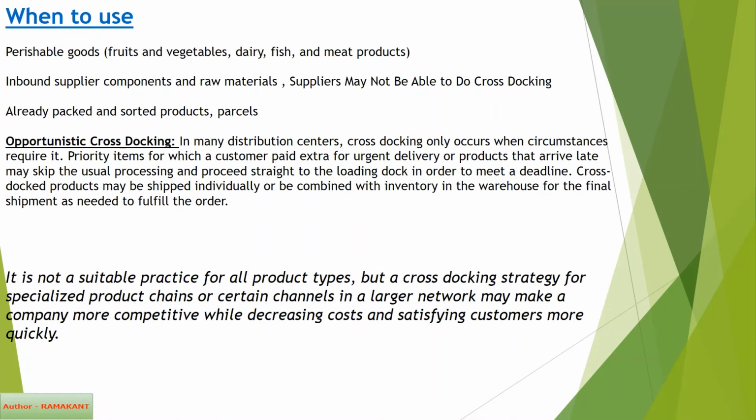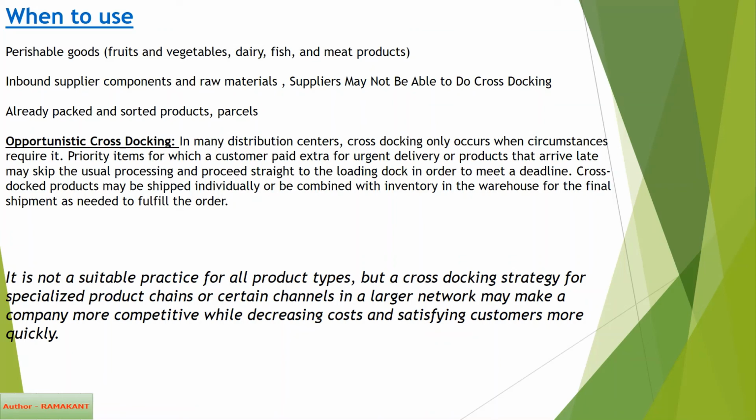So when do we need to use it? There could be confusion. It is not something which should be used in each and every supply chain or with each and every product. There are a few examples, like fruits and vegetables, dairy, fish or meat products. For perishable goods, it is a good option to implement cross docking. We cannot store those items for more than 2 to 3 days or 5 days, so it could be a good option.